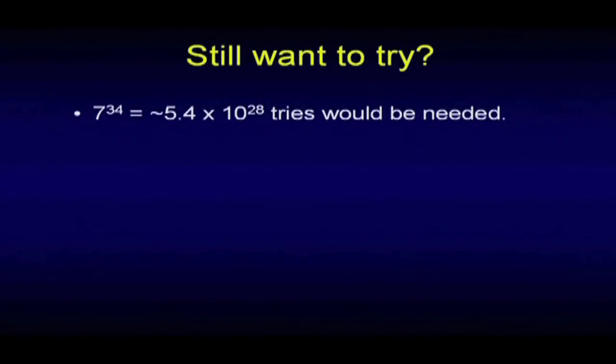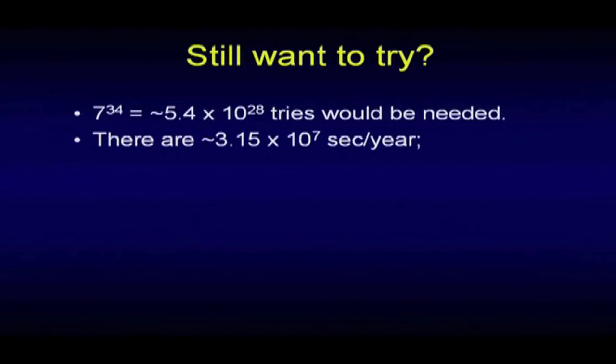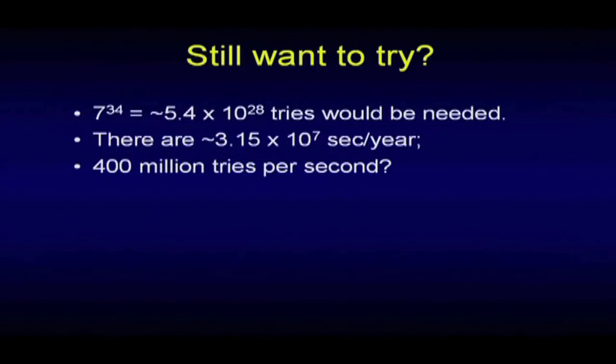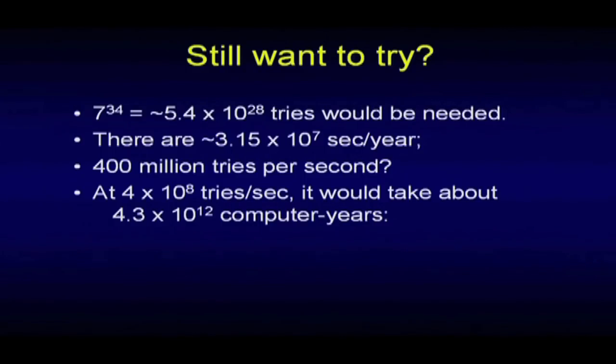That's 5 times 10 to the 28 tries. You're going to have to try 5 times 10 with 28 zeros after it. Okay. Well, in this case, and by the way, there are about 3 times 10 to the 7th seconds per year. Let's assume I give you a computer that operates 400 million tries per second. Now, it will draft a candidate group of 12 verses by some statistical design. You can try 400 million of those per second, okay?